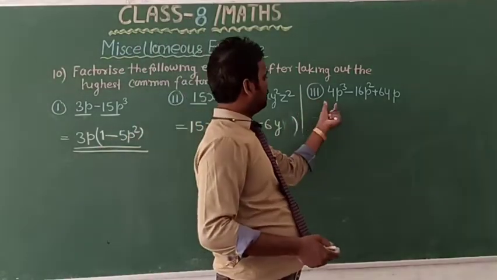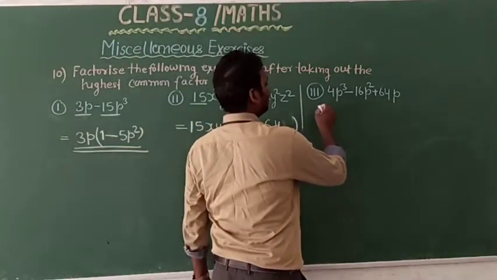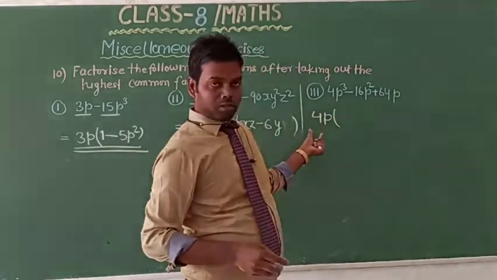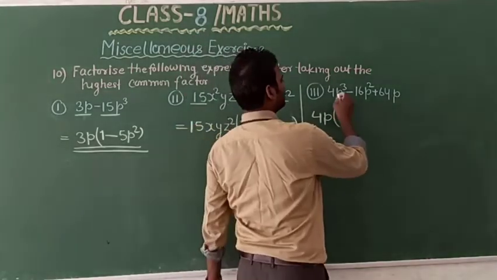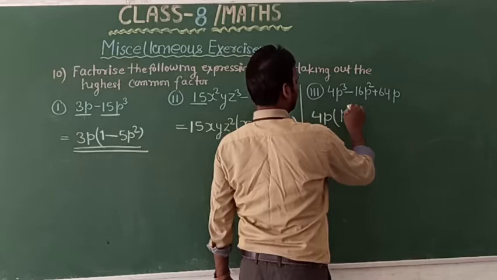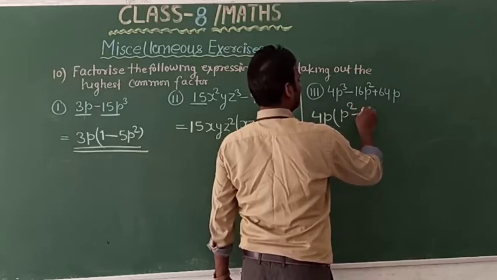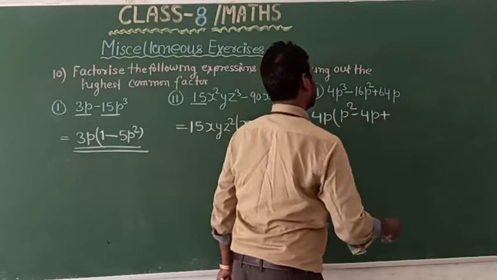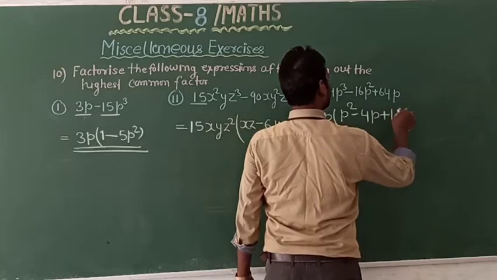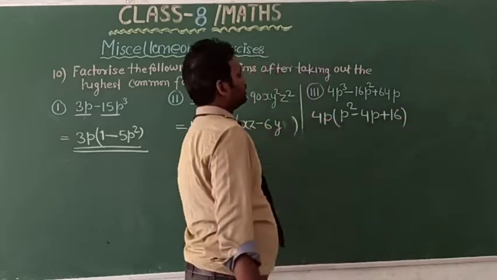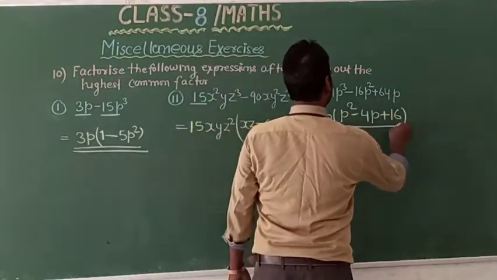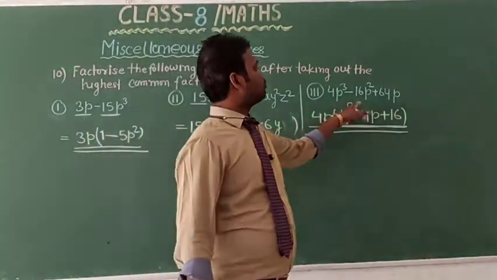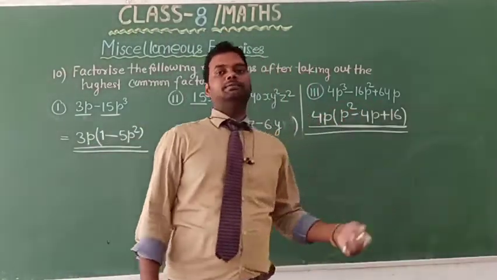So here we have 4p in all the terms. Okay, 4p as common. So taking out 4p as common, this becomes p square minus 4p plus 16. Okay, so these are the factors of 4p to the power 3 minus 16p square plus 64p. Okay.